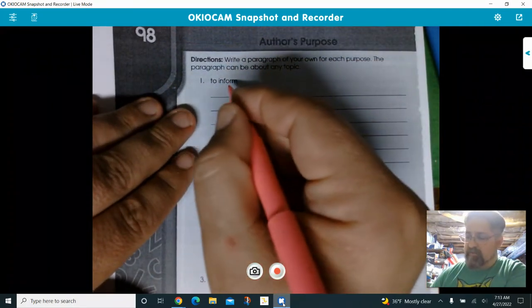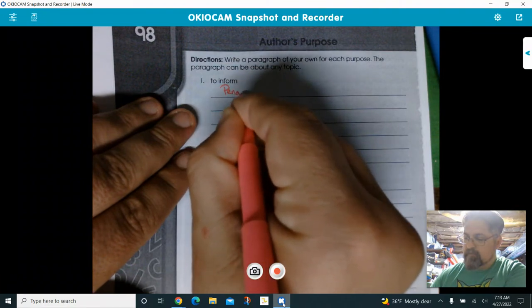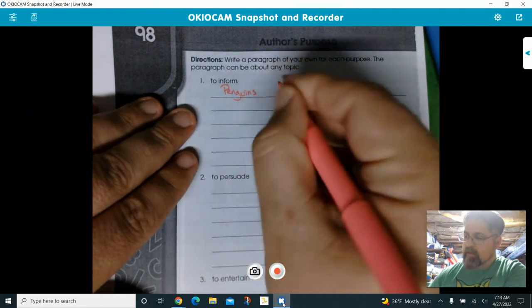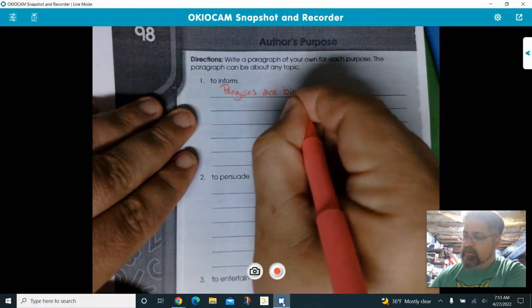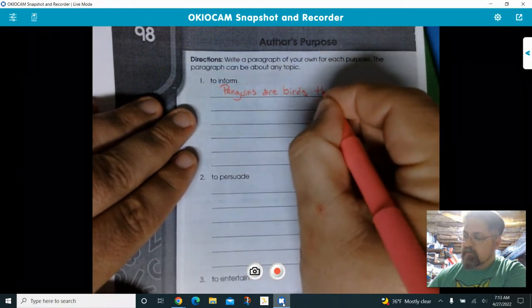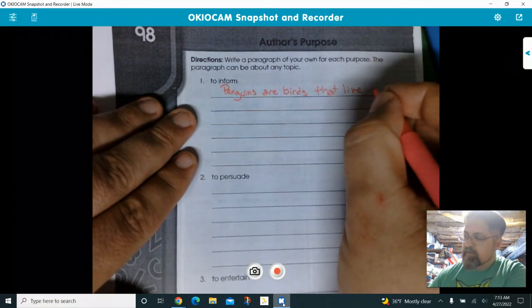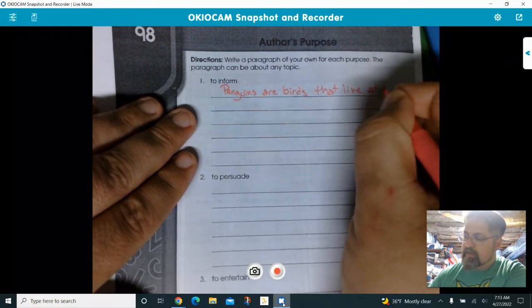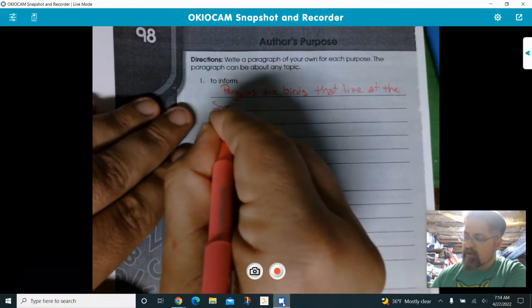I'm going to start my paragraph by indenting. I'm going to say, penguins are birds that live at the South Pole.